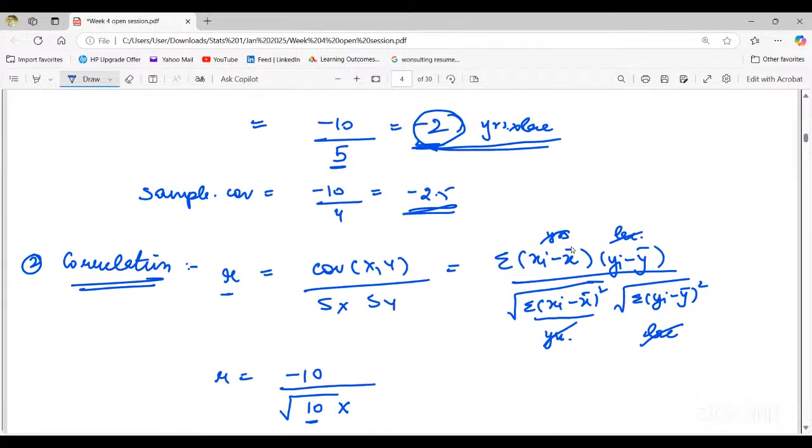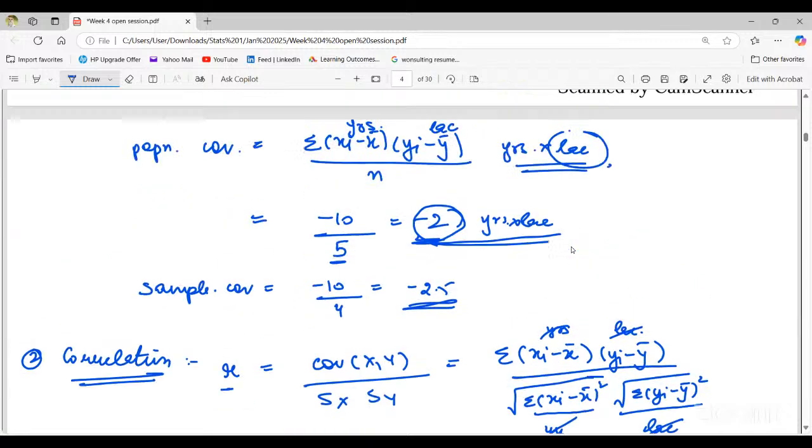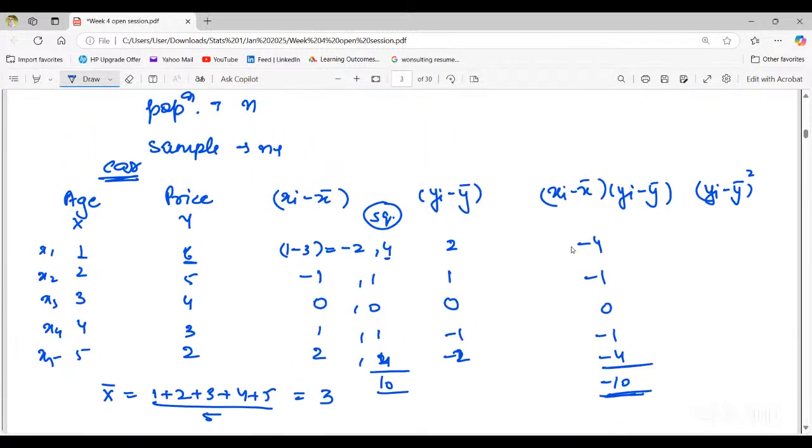Let me explain. Just forget about this. We are calculating this value. Just focus right here, and don't write anything in your notes. So we are first calculating the summation of (yi minus y bar) whole square. The values of yi minus y bar are these.